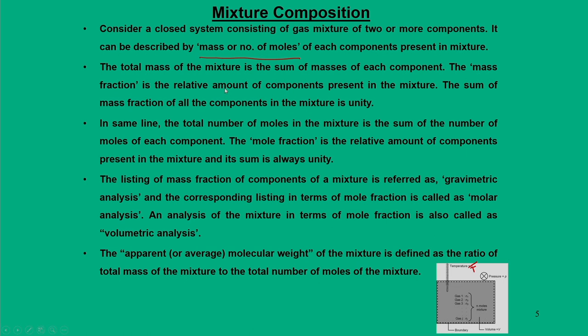To do that, we need to know the total mass of the mixture, and this total mass of the mixture is nothing but the sum of the individual component masses. The mass fraction can be defined, which is the relative amount of a component present in the mixture. Of course, the sum of these mass fractions for all the components in the mixture is unity.